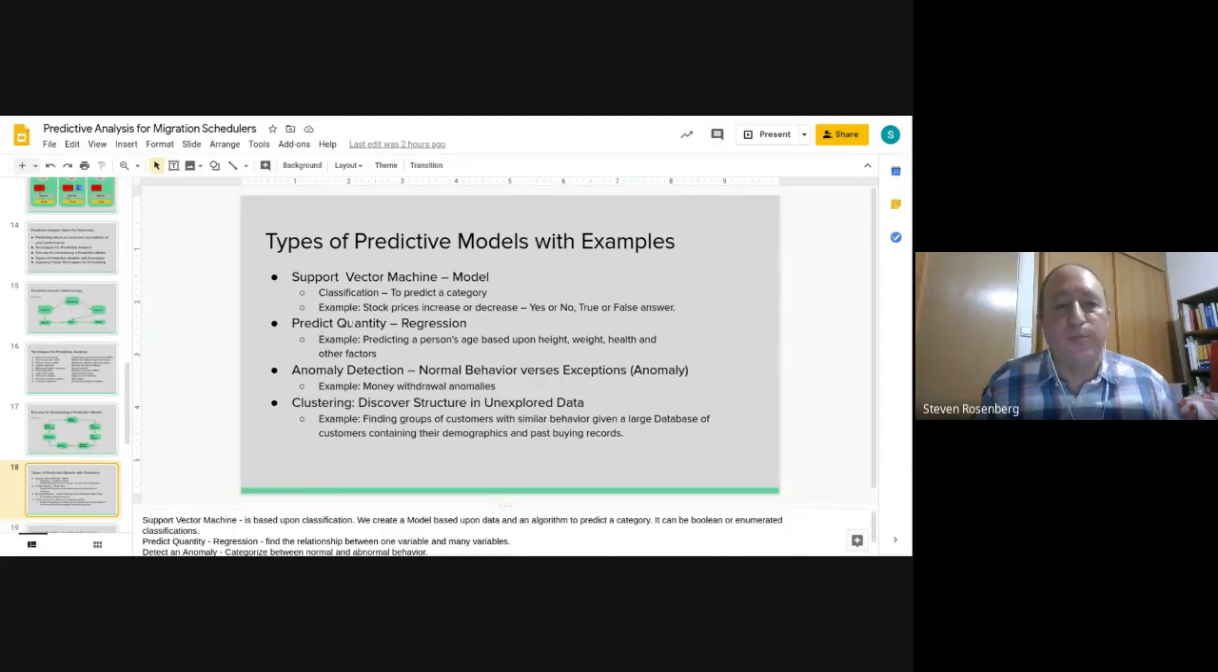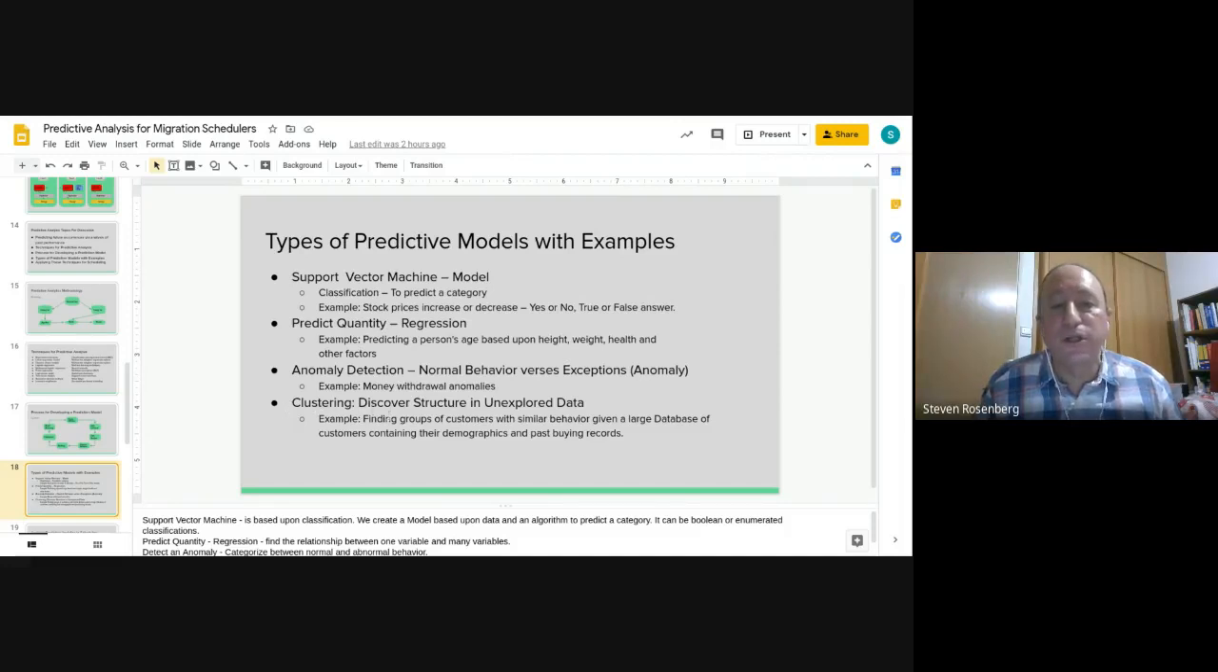Then we have predict quantity, which is a regression model. Examples can be predicting a person's age based upon their height, weight, health, and/or other factors. We have anomaly detection, normal behavior versus exceptions. Those are anomalies. An example could be money withdrawal anomalies. If money is missing from your bank account, that's obviously something that should concern you.